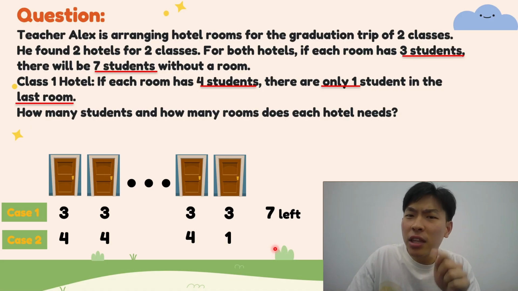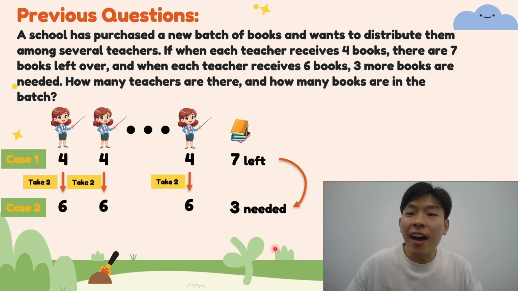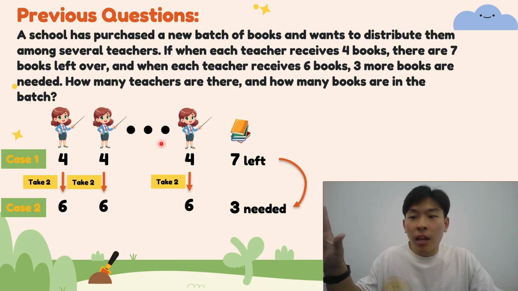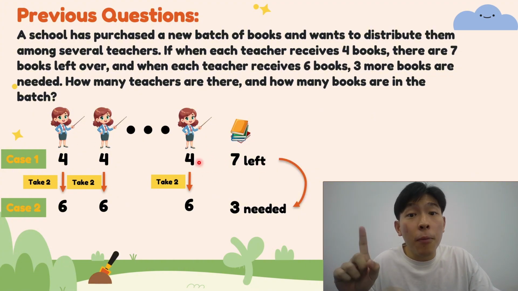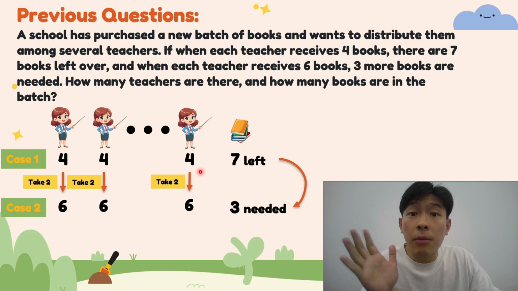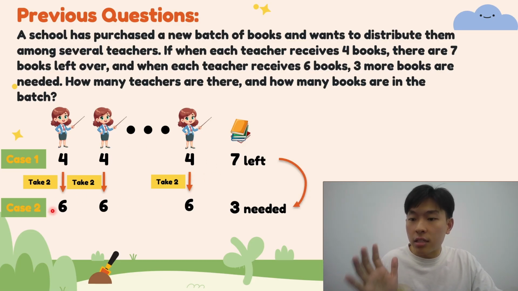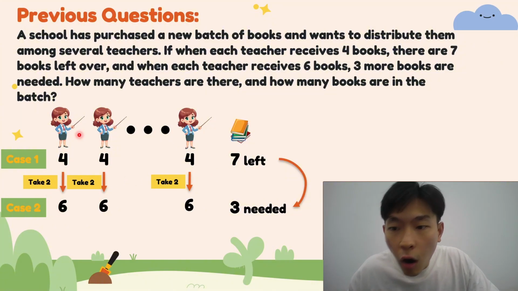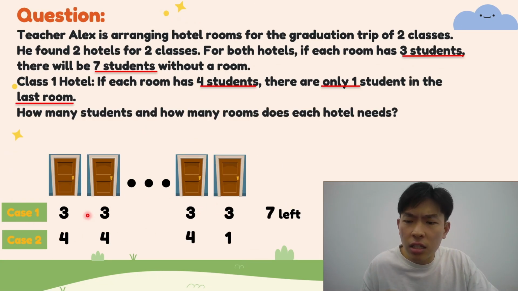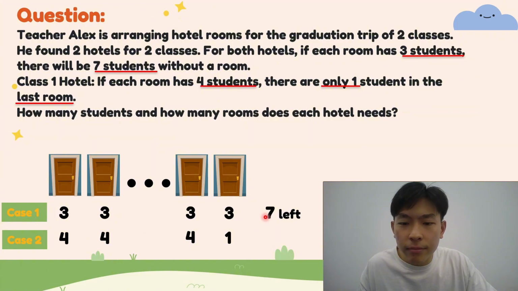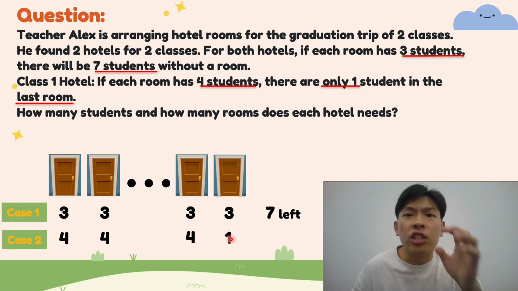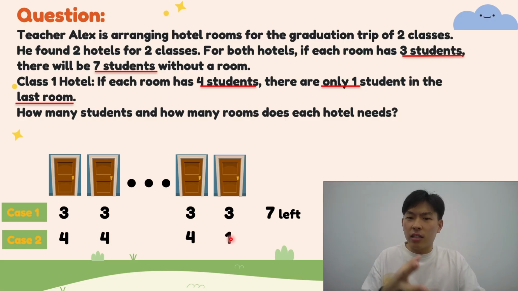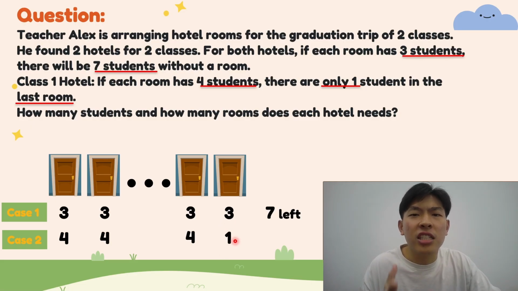Now, this part is a little bit different from our previous questions. Here is the previous question that we had. Each teacher gets 4 books in one single case, so everyone gets the same number of books. And in the second case, each teacher gets 6 books each. Same. So, you see all the numbers in one single case are the same. But here, is it the same? For case 1, it's the same. But for case 2, is it the same? It's not. Where's the difference? It's the 1. This 1 part is different.